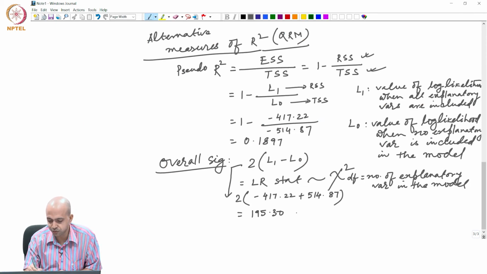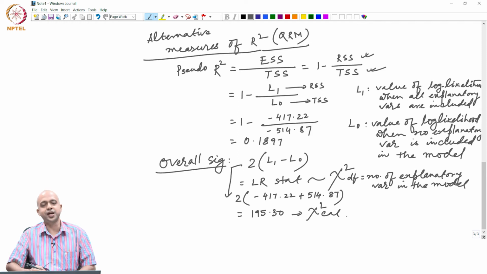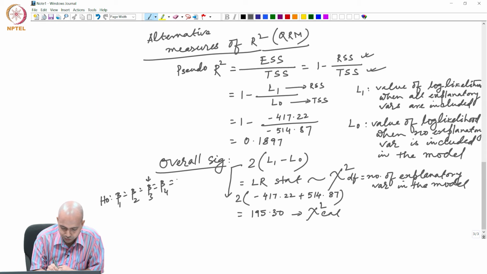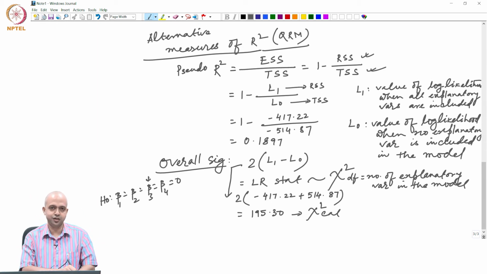This is your calculated chi-square, and again you have to compare this calculated chi-square with the tabulated chi-square at a specific level of significance. Depending on whether this calculated value is lower or higher than the tabulated value, you have to reject or not reject your null hypothesis, right. And what is your null hypothesis here in the context of overall significance? As we all know, this is basically beta 1 equals beta 2 equals beta 3 equals beta 4 equals 0. This is the null.